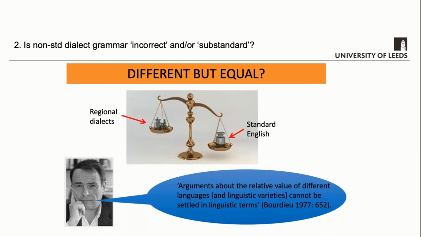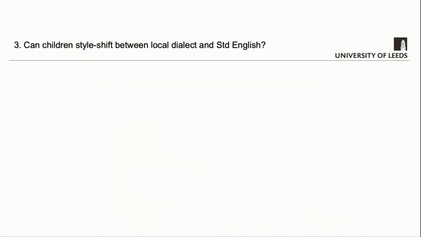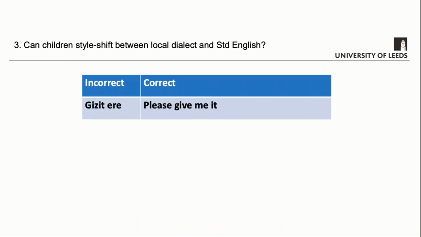But the question is then, is it possible for children to do both? That is, can children speak both in their local dialect and in standard English? Can they style shift between these two varieties? That's the next assumption we want to interrogate. And to do that, let's look at a different feature that the Teesside School had objected to.